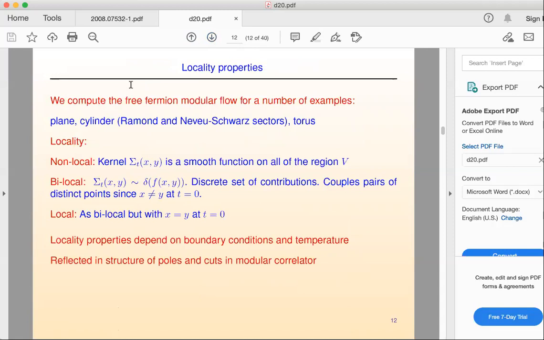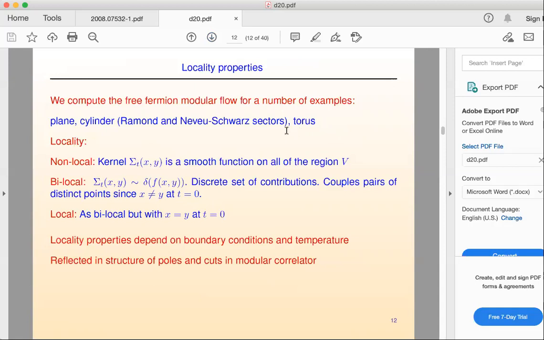I encourage you to look at this paper. So we computed this free fermion modular flow for a number of examples. On the plane, we recover exactly this Rindler result that we just discussed. Then on the cylinder, both with periodic and anti-periodic boundary conditions, and also on the torus.